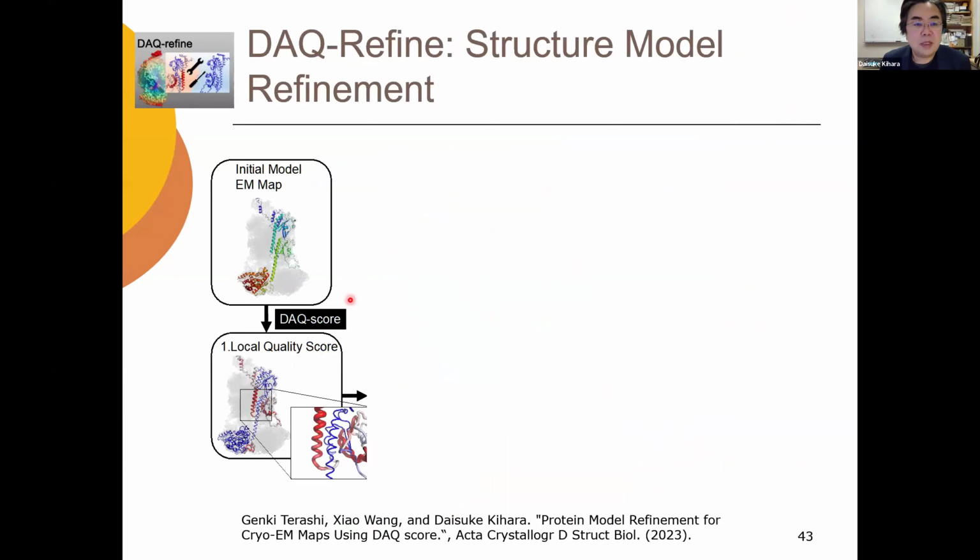All right, another tool we have developed is to fix the errors of protein models. In the previous slides, I showed you that DAQ can identify the wrong regions in the model. Then the question is how to fix it. DAQ Refine is the tool to fix the errors detected by the DAQ score. First you have the protein structure model with the CryoEM map, and then DAQ will identify positions which may be wrong.